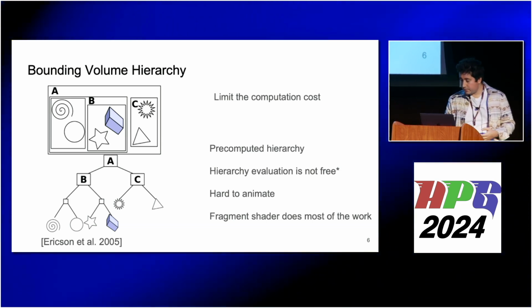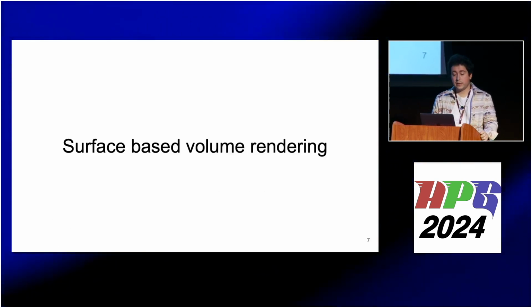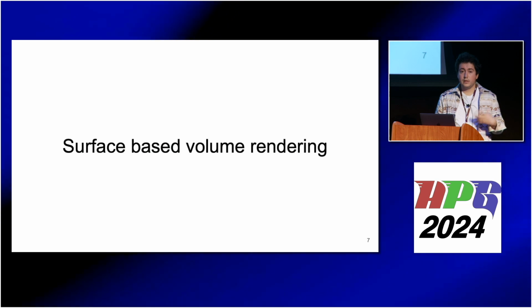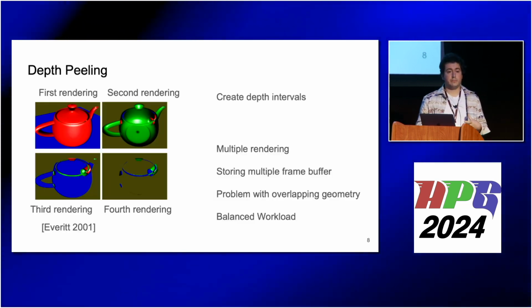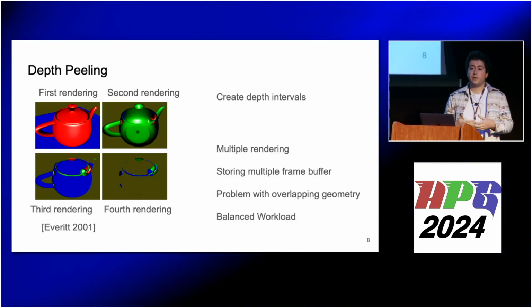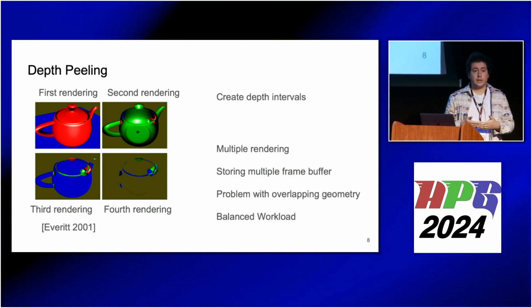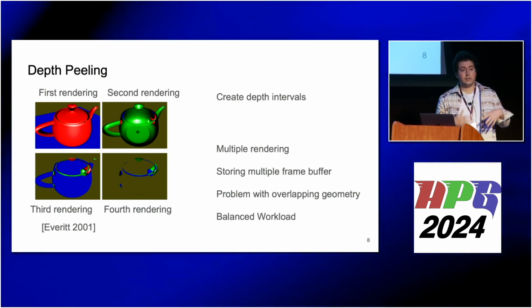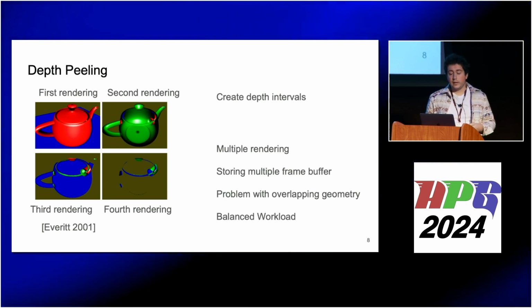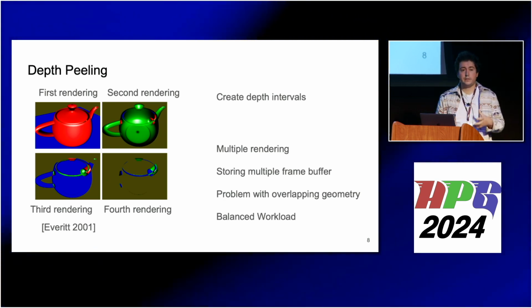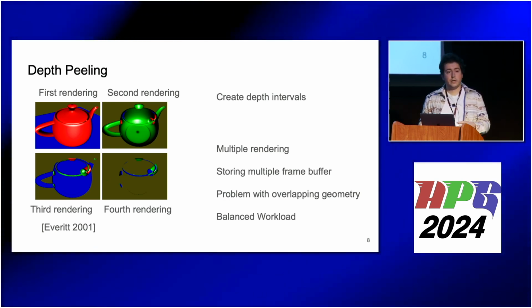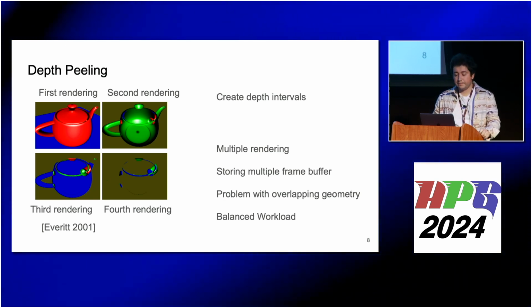And one other type of method I wanted to look at is surface-based volume rendering. By that I mean all the peeling approaches. So basically you render your scene multiple times, and each time you store the fragment you first meet, and then you do it once again by ignoring the fragments you already met. And it helps you create depth intervals that you can reuse afterward to do your volume rendering.